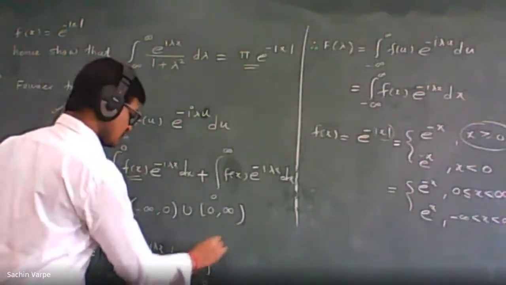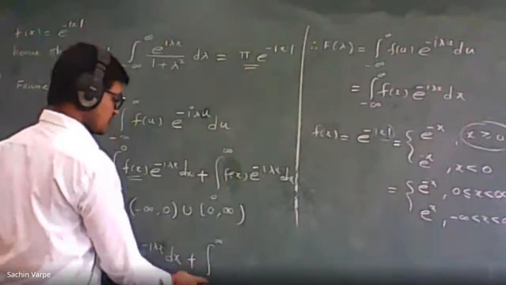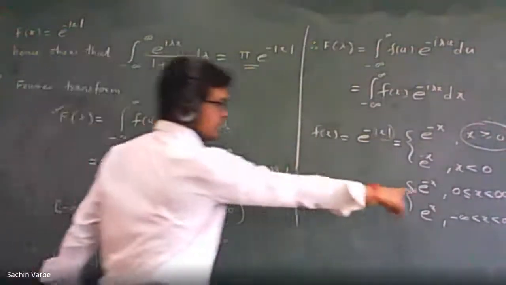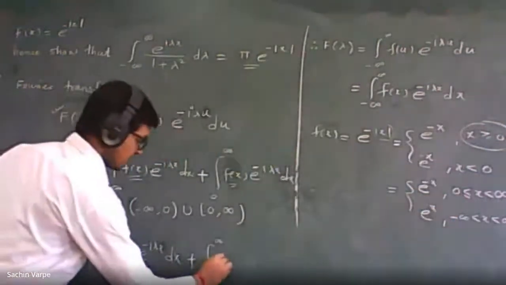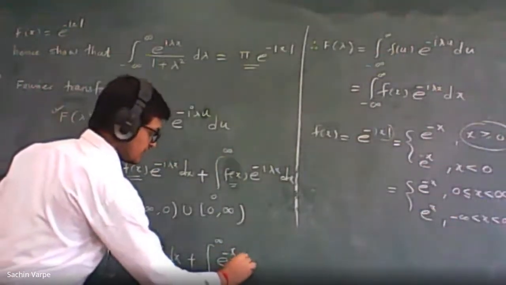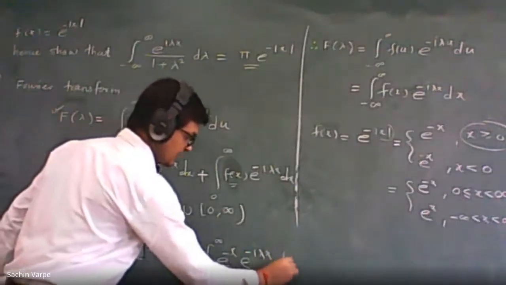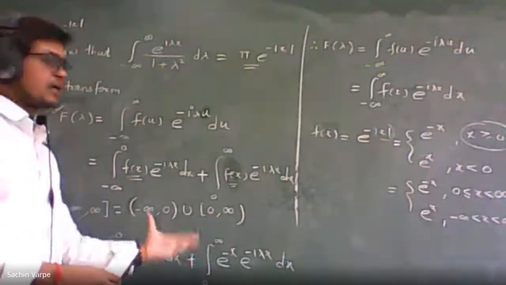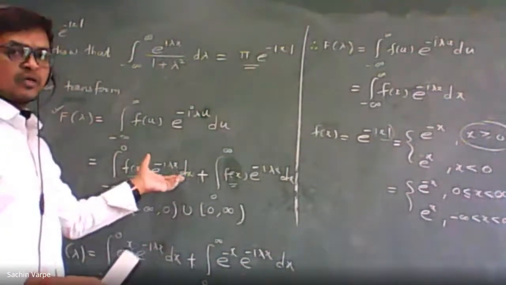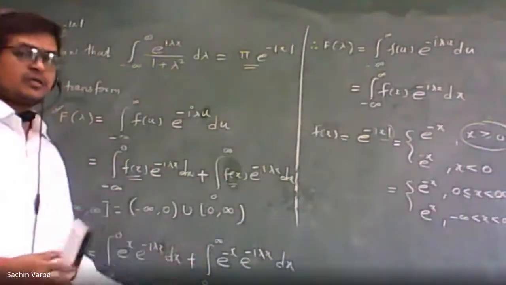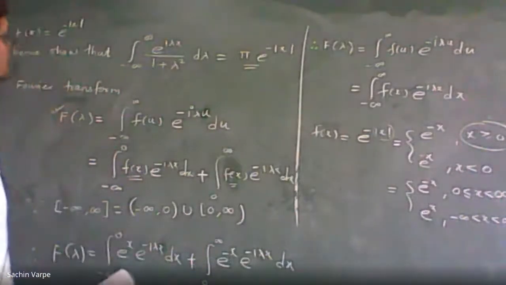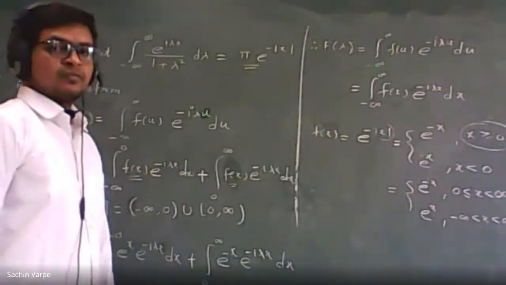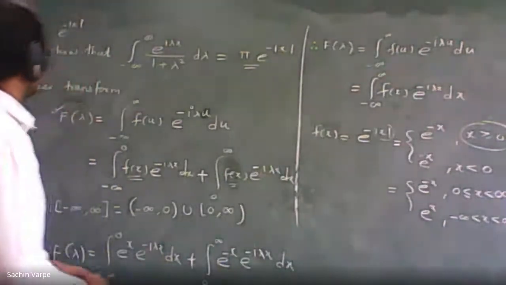Integral from 0 to infinity of f of x in the positive interval. What is the value of f of x? According to the function, it is e raised to minus x in the positive interval. So that is why I'm writing here e raised to minus x, e raised to minus i lambda x dx. All right. And now our job is to evaluate these integrals and then substitute into the integral formula. That is the final answer. So evaluate these integrals now. You know very well how to solve such kind of integrations. Please ask if any doubt.